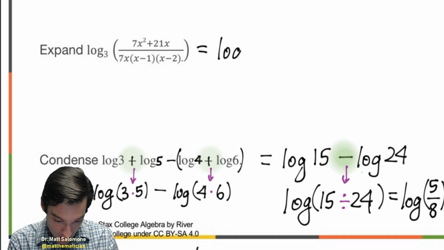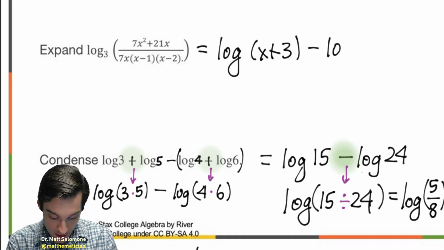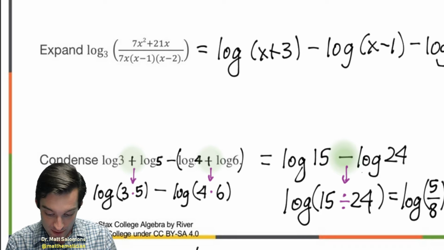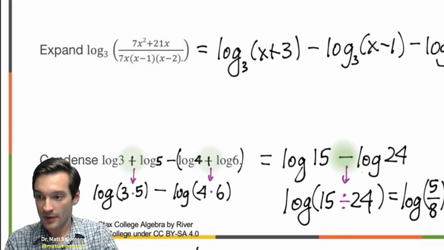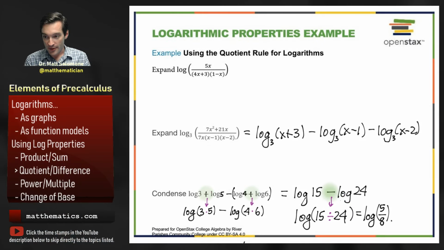So it's the log of x plus 3 minus the log of x minus 1 minus the log of x minus 2. All those logs have the same base as we started with. Right? Sorry, I just ran off the screen a little bit there. So there's what we get after a number of algebraic steps.